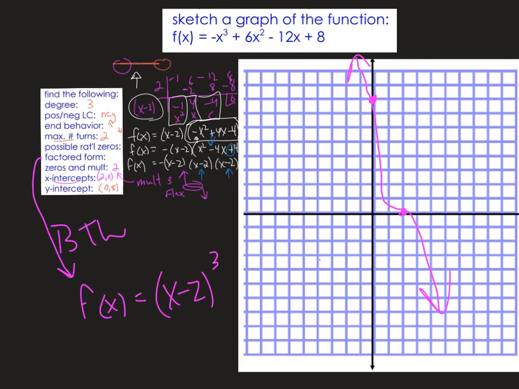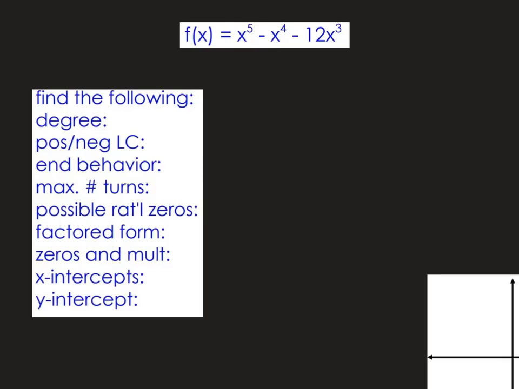By the way, one little thing I forgot to point out is that the factored form of this polynomial was negative x minus 2, all to the third power. So that's where we get that multiplicity of 3 for a 0 of positive 2. Forgot to add that in.